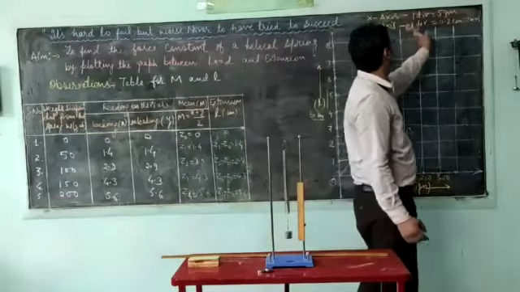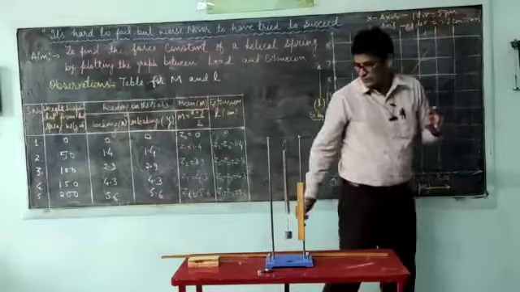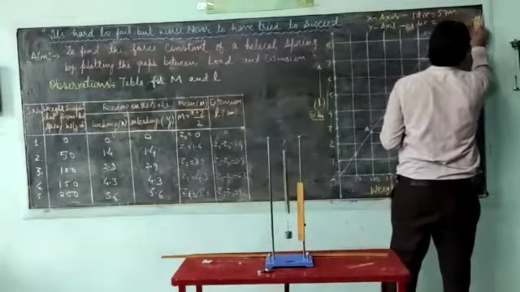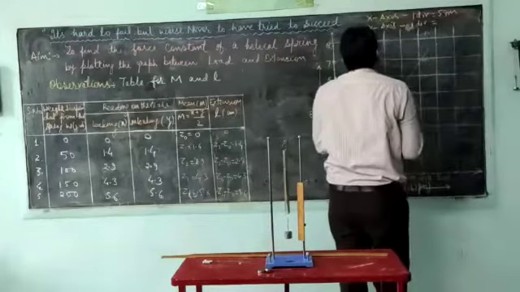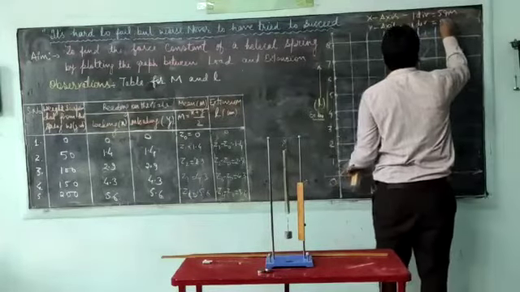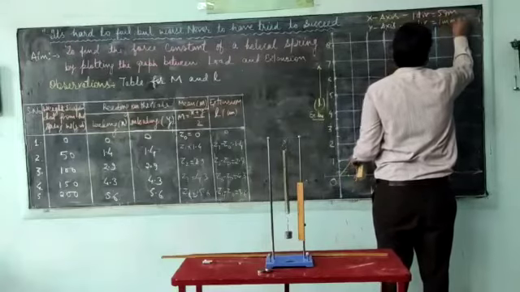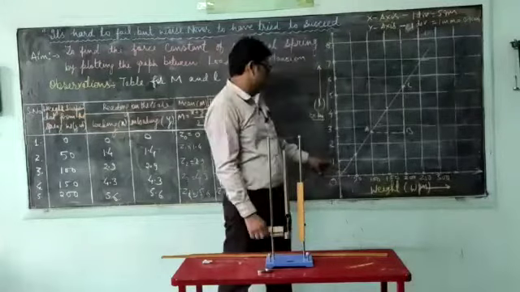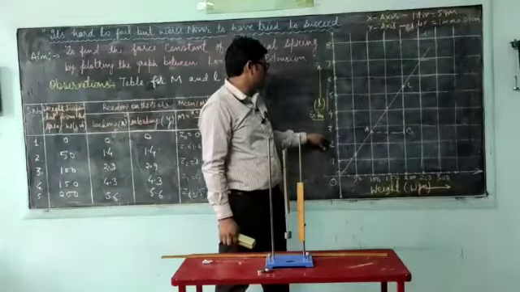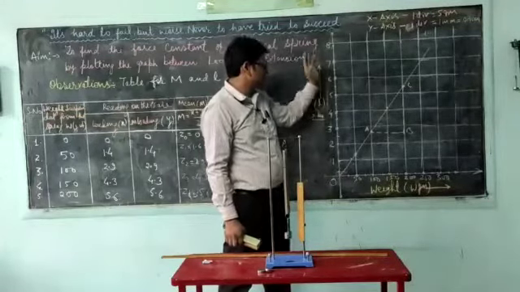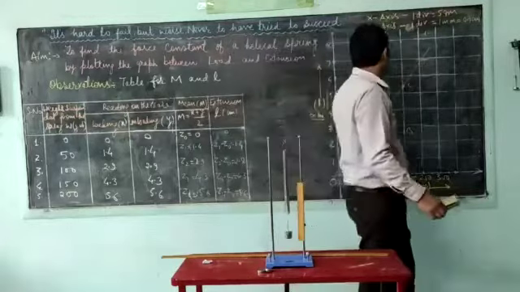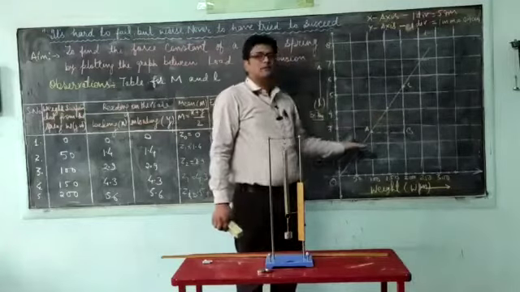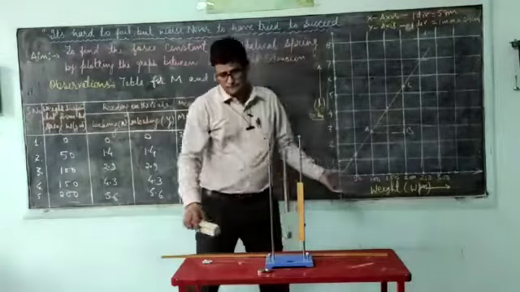Along the y-axis I have taken 1 division equal to 1 millimeter, or we can say 0.1 centimeter. So from here to here this is 1 centimeter, 1 centimeter, 2 centimeter, 3, 4, 5, 6, 7, 8. I have plotted this graph. So from the graph we will calculate the value; we will find the slope over there.